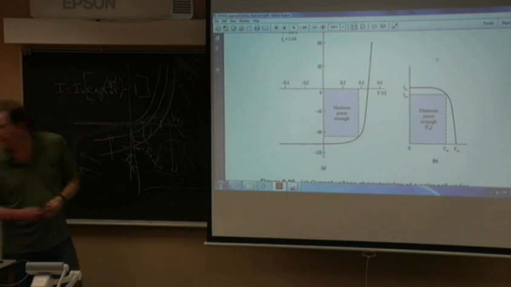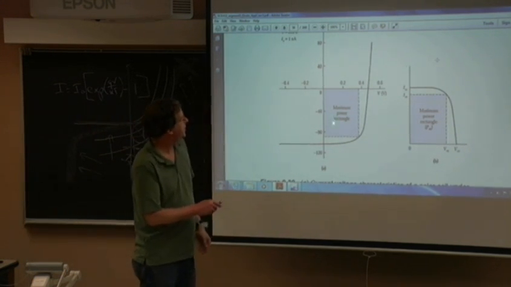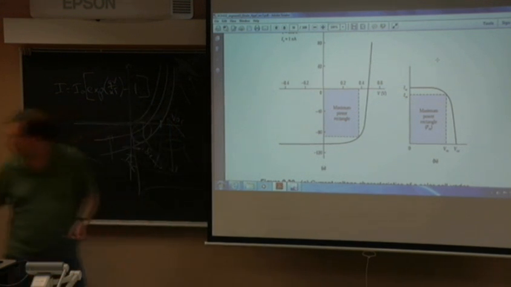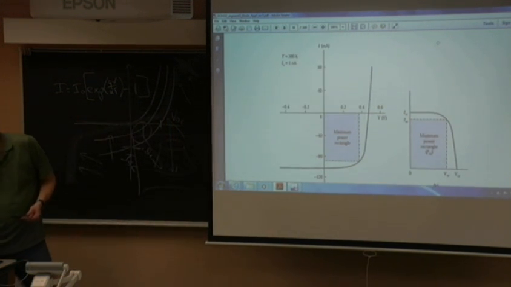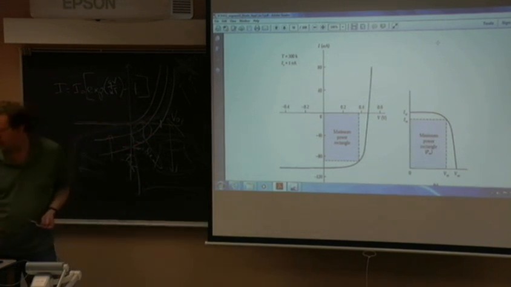So here you can see the maximum power rectangle on a particular candidate solar cell. And then when you flip it, it looks like that. Okay.